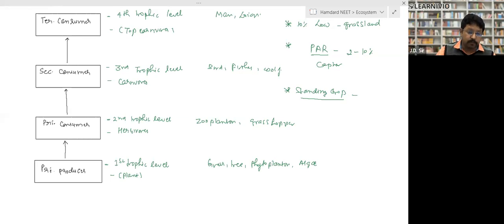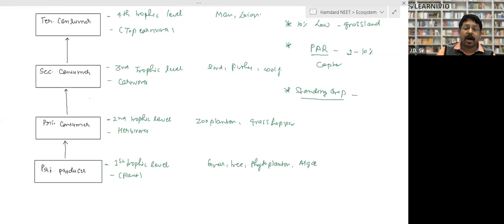Now these herbivores are eaten by carnivores, right? Like the deer is a primary consumer, and it is eaten by the lion. So the lion is a secondary consumer. Secondary consumers are basically carnivores and they eat herbivores only, like lions and hyenas. So they are secondary consumers, and they come in the third trophic level.